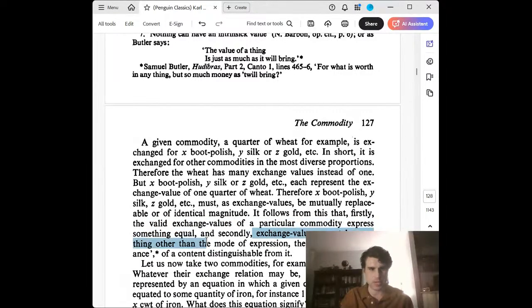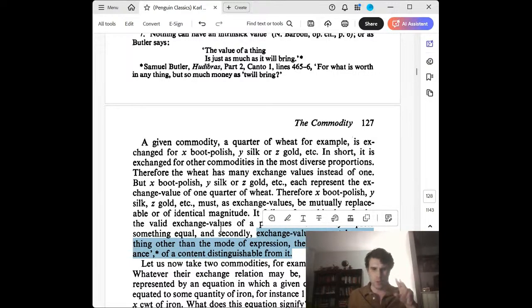Secondly, exchange value cannot be anything other than the mode of expression, the form of appearance of a content distinguishable from it. Since we can trade out what these 2 boots are worth, then those things that it can be traded for are those exchange values, right? These 2 boots have the value of being exchangeable for all of these different things. All of those different things are just the form of appearance of some content that boot has that is expressed in those different things.